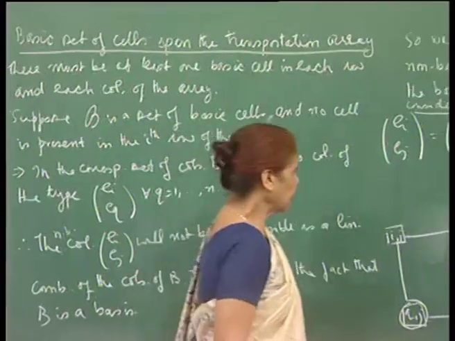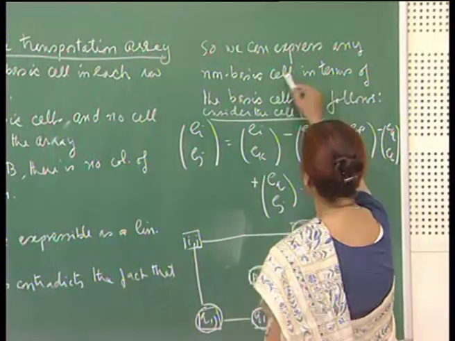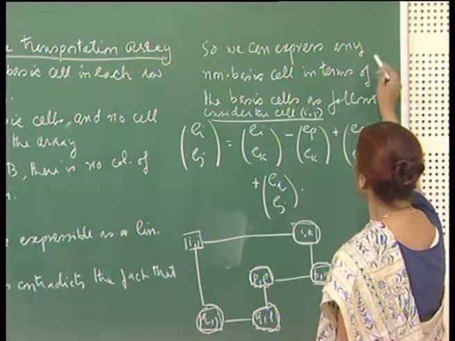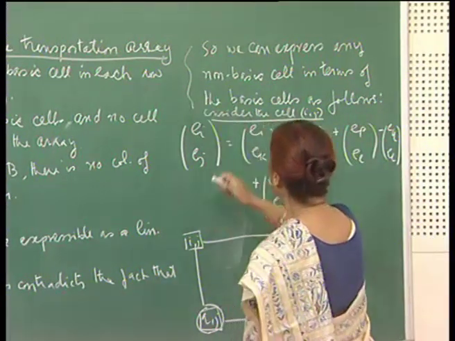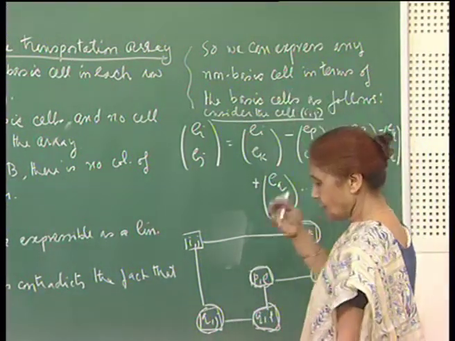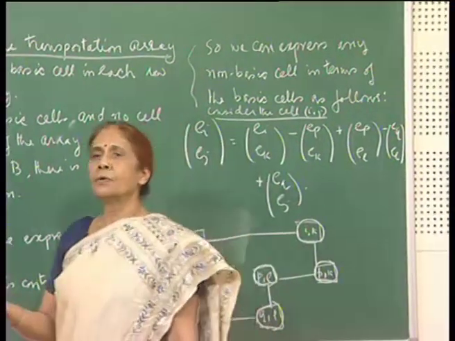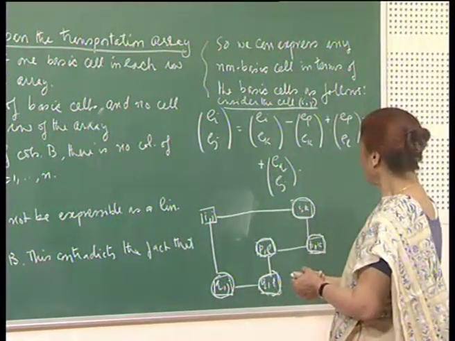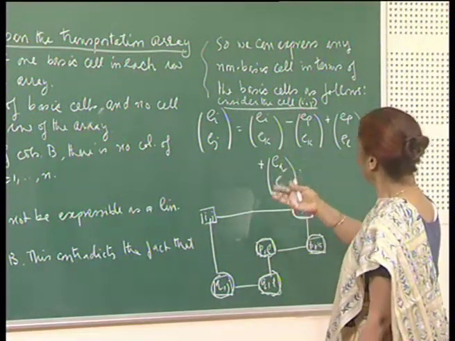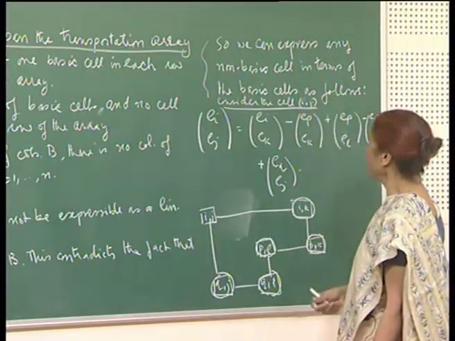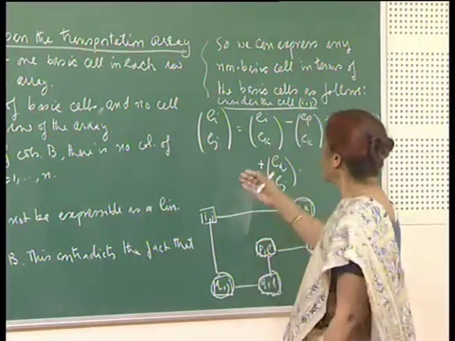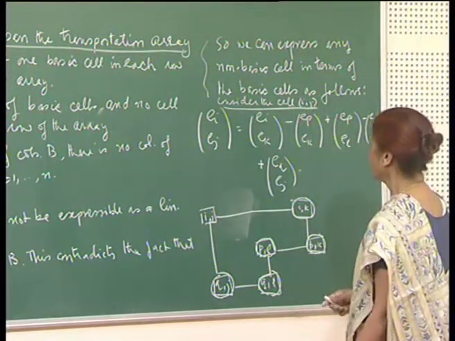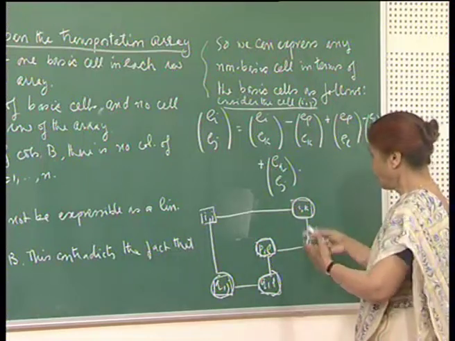Again, in a very ad hoc way, I am trying to say that we can express any non-basic cell in terms of the basic cells as follows. Of course, this property is already there, because the basic cells form a basis, and therefore correspond to the m plus n minus 1 linearly independent columns. Therefore, any non-basic cell will always be expressible in terms of the basic columns, and so any non-basic cell will be expressible in terms of the basic cells. And remember how we were doing it.